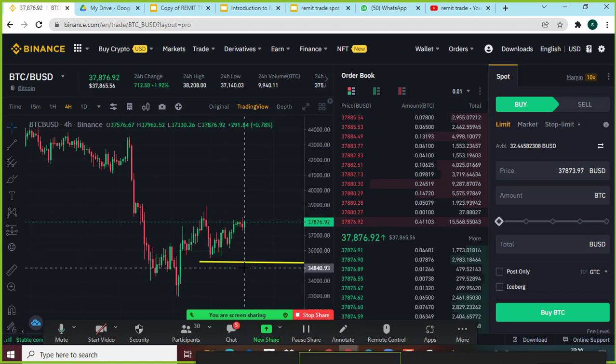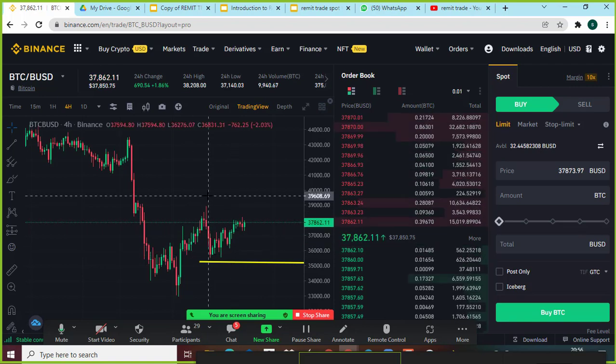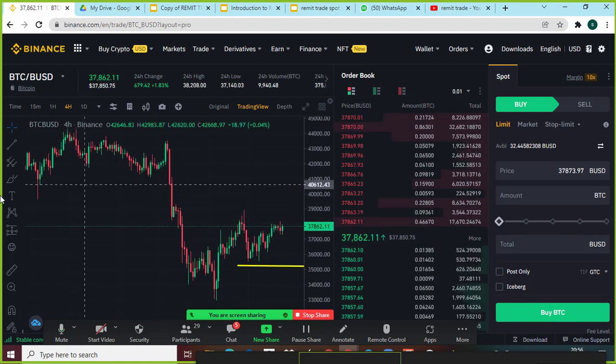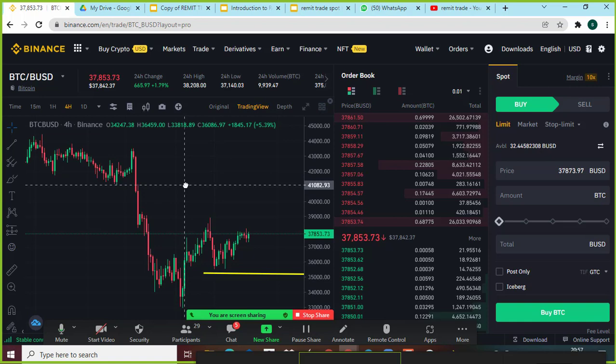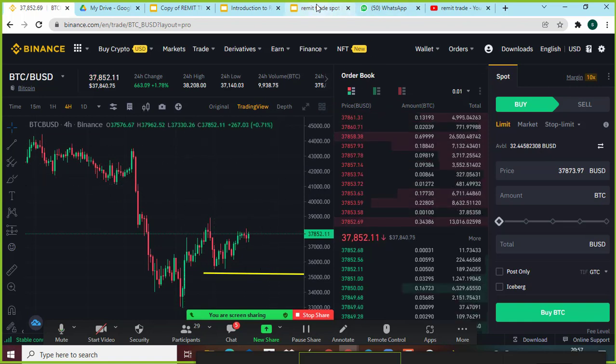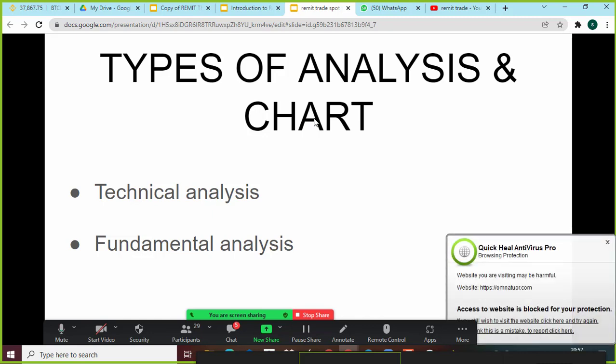When to buy goes with analyzing your chart and knowing the right time for you to actually place or trigger your trade. And that deals with reading your candlestick chart, applying your tools, and maybe using your technical indicators. A lot of things are involved in that. All right, so in that regard, we have types of analysis and charts. We have technical analysis and fundamental analysis.